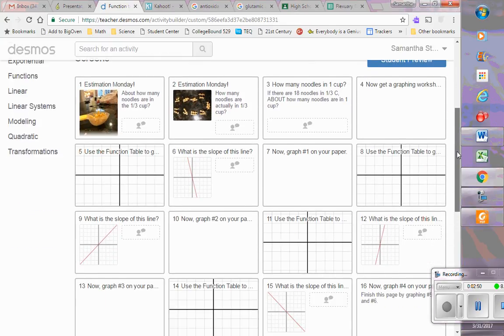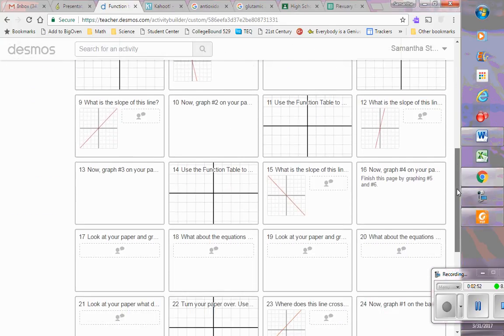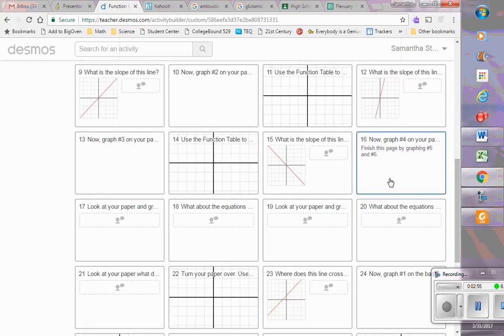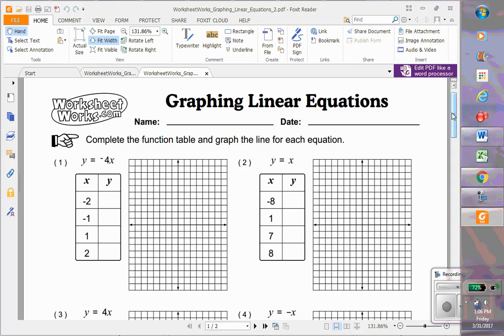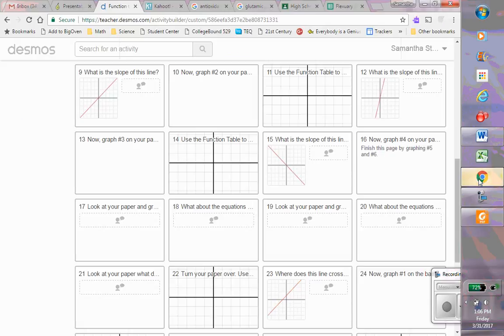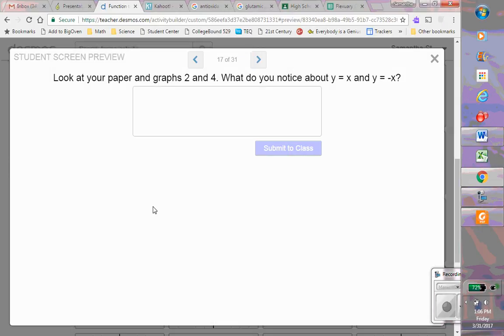And then we went to look at the different equations. So this takes them through graphing all 6 equations that were on this worksheet, and then I asked them to kind of analyze what is different between the graphs y equals x and y equals negative x.